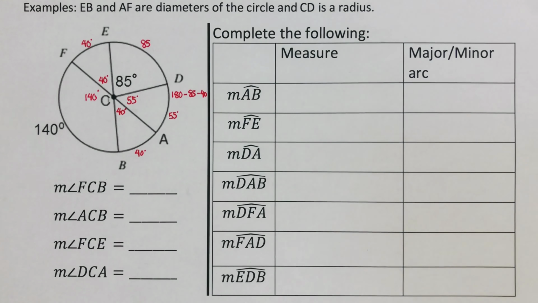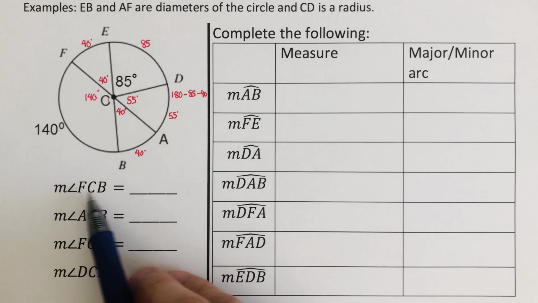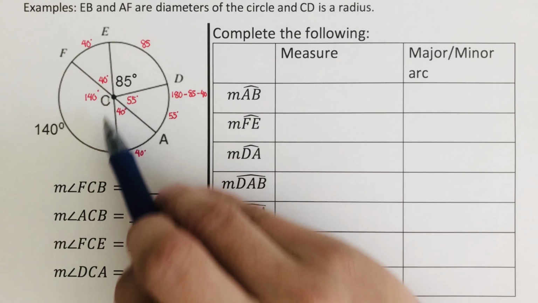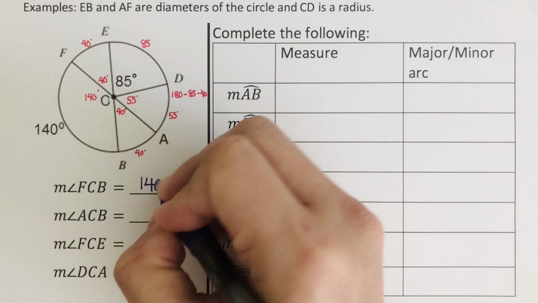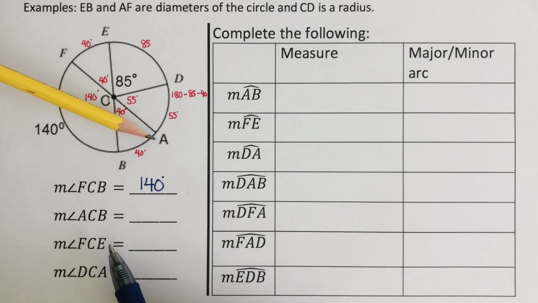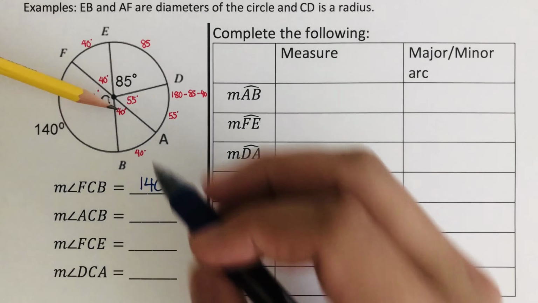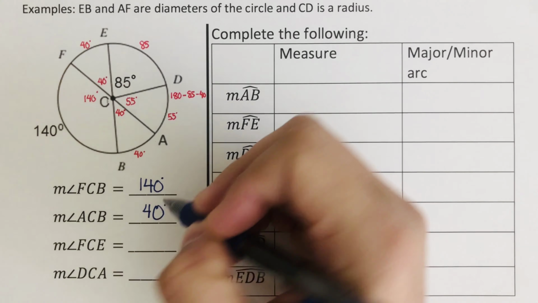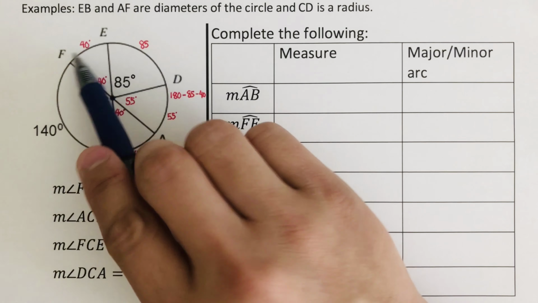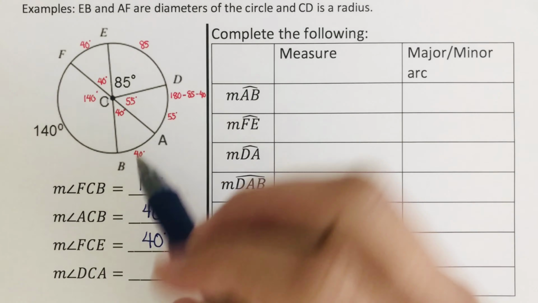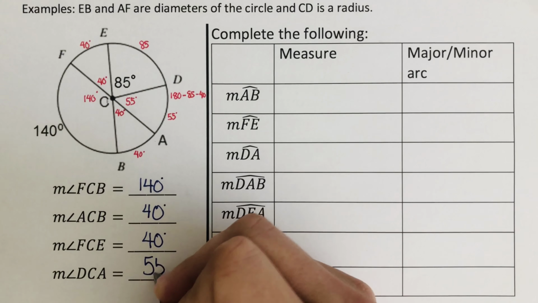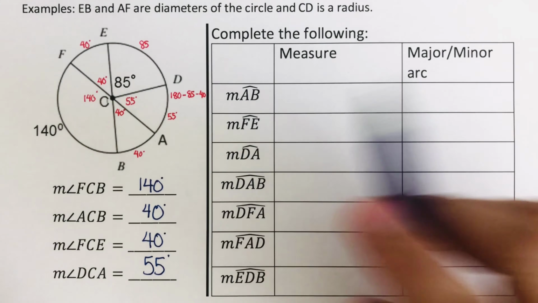So then we can go ahead and determine the measures for this. Angle FCB, that's 140 degrees. Next, angle ACB, that's 40 degrees. And then angle FCE is 40 degrees. And then angle DCA is 55 degrees.